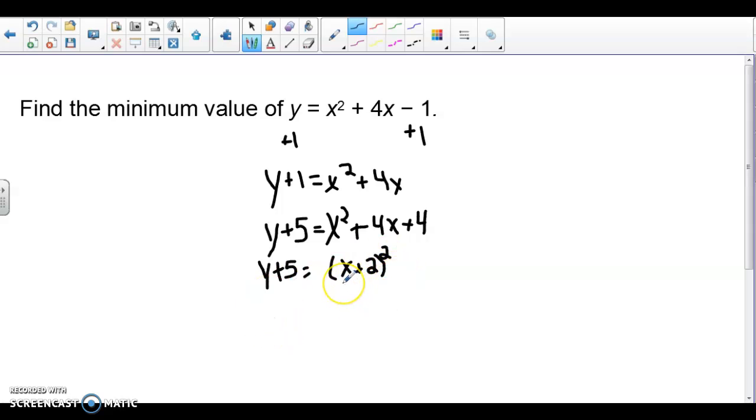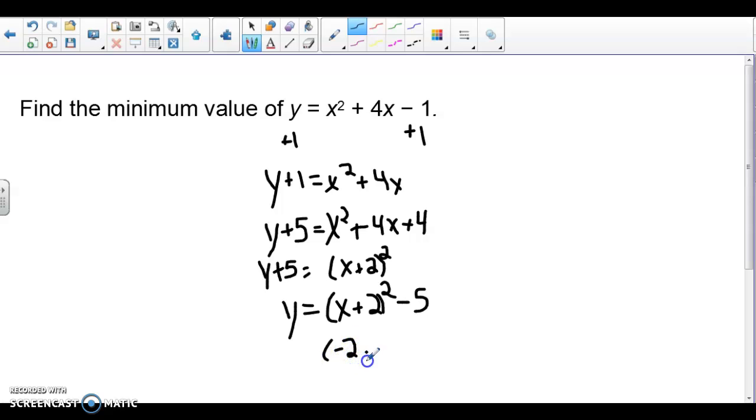So now, to write in vertex form, remember, we want that x minus h squared plus k going on. So we want y to be by itself, so we'll subtract 5 from both sides, and we will get x plus 2 squared minus 5. So we went from standard form to vertex form. The vertex of this would be (-2, -5).